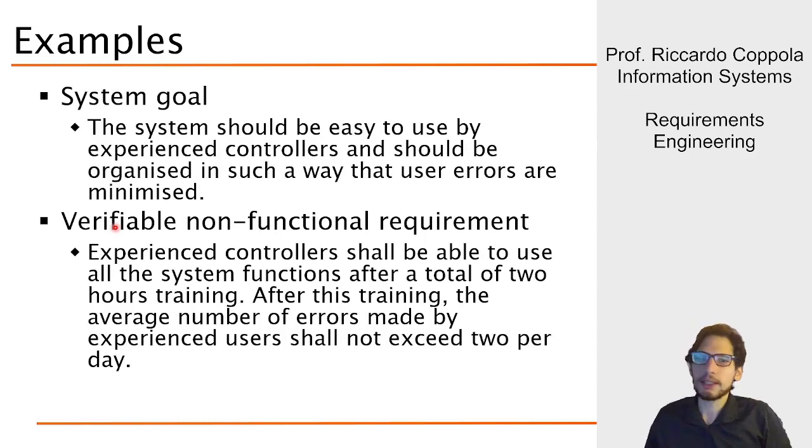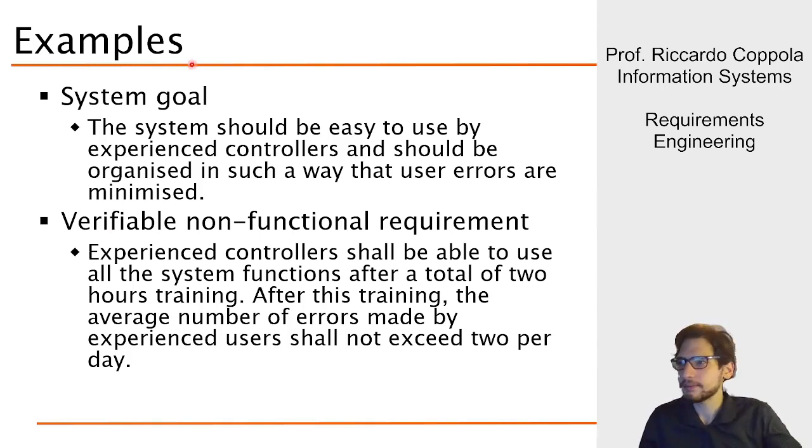An example might be that I have a high level objective, like the system should be easy to use by some people and should be organized in a way that user errors are minimized. So in my idea, I am the commissioner of a system, and I go to my developers and I say, okay, this must be easy to use, period. How do I verify that a system is easy to use? It's not trivial.